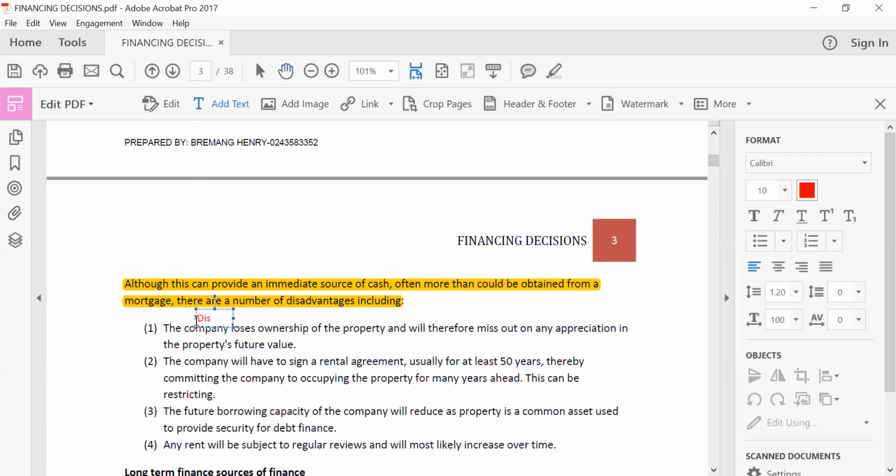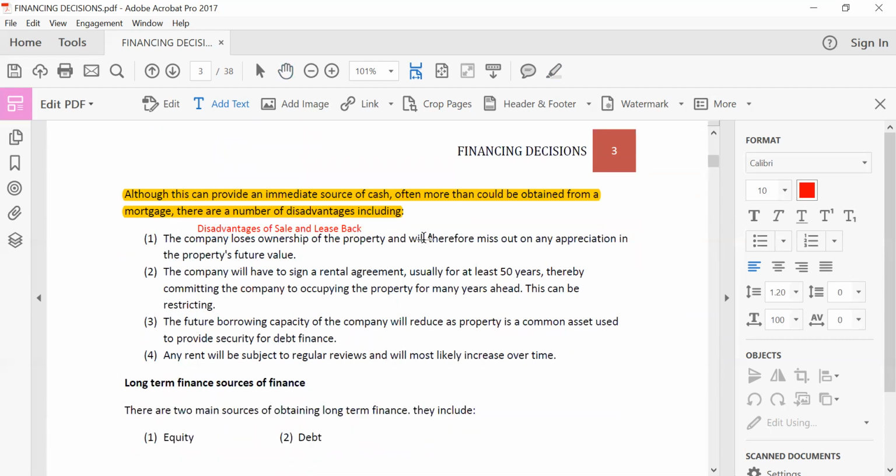Disadvantages. Let me write it boldly here so the student can get the most out of it. Disadvantages of sale and leaseback. That is exactly what we are going to talk about in this section. Please, we are not saying that these are, in the entire sense, all the disadvantages of sale and leaseback.